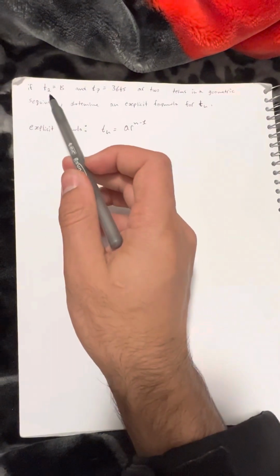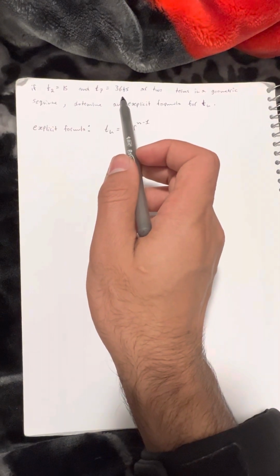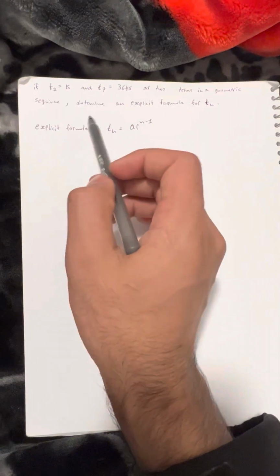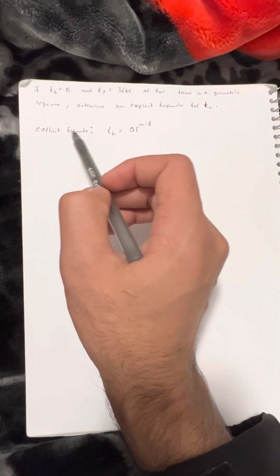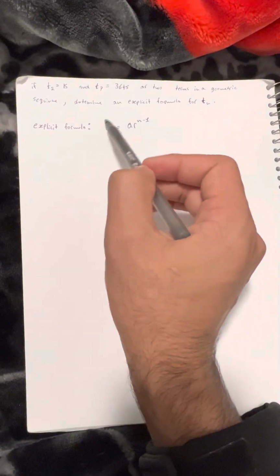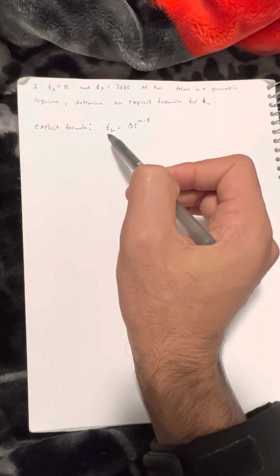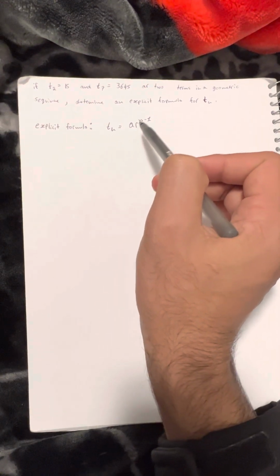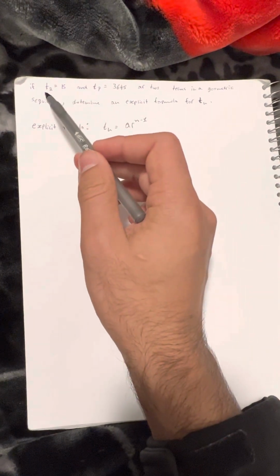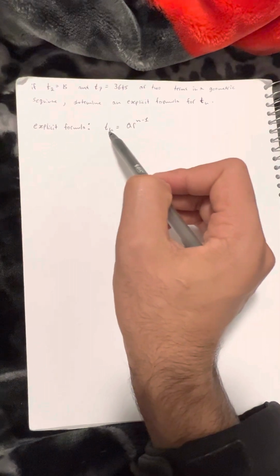So it says that T2 is 15 and T7 is 3645, and we want an explicit formula for Tn. Generally, an explicit formula in a geometric sequence is this, right? If you want to write it explicitly, it is Tn equals AR to the power of n minus 1.